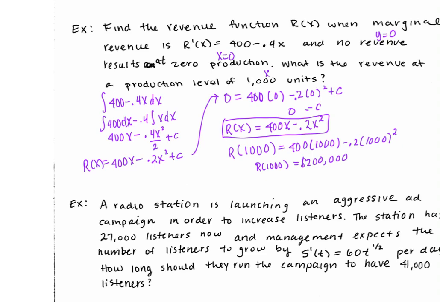So they give us the marginal revenue, r prime of x. So we're going to take the integral to get r of x. And so that's what I did on the left side. I found the integral. Then I plugged in 0, 0 to figure out c, which ended up being 0. So our revenue function was 400x minus 0.2x squared. Then I plugged in 1,000 for x to get the revenue at 1,000 production level.